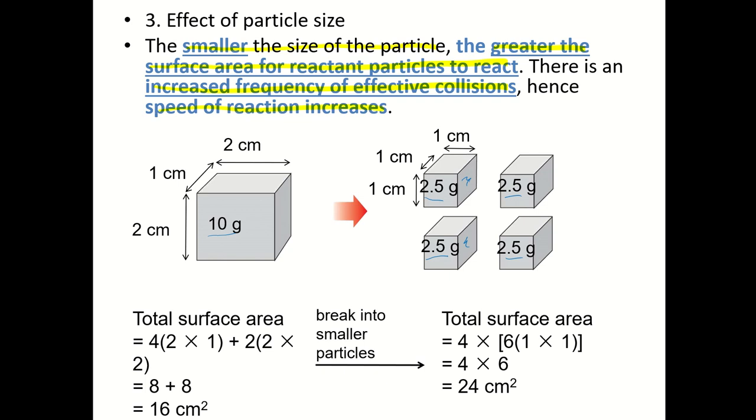So the reverse is also true. One, talk about the factor. So let's say you increase the particle size. Two, what happens to the surface area? The surface area will decrease. We have less surface area for reaction to take place, and hence decreased frequency of effective collision, and hence decreased speed of reaction.